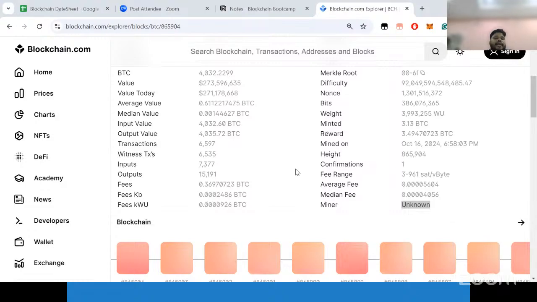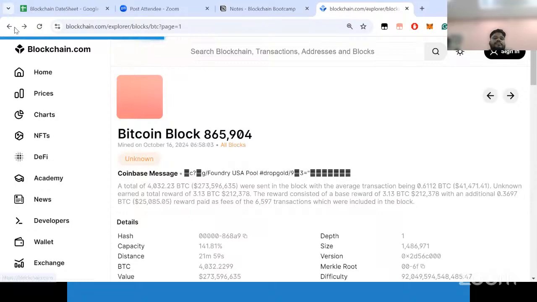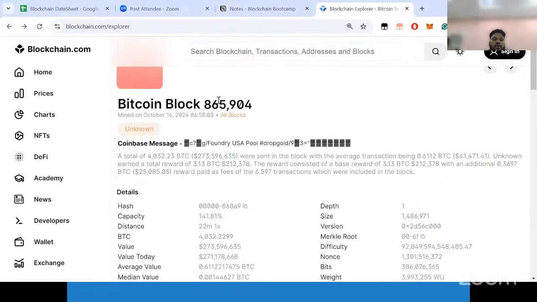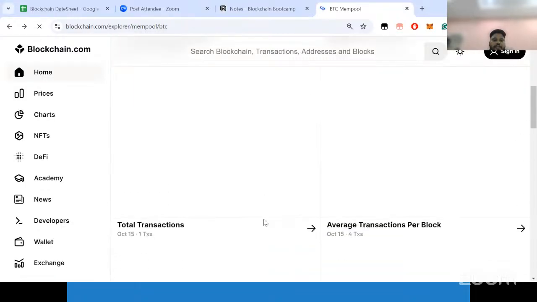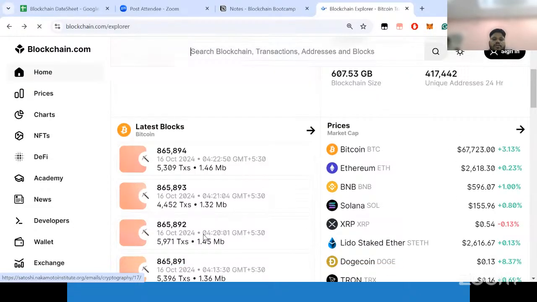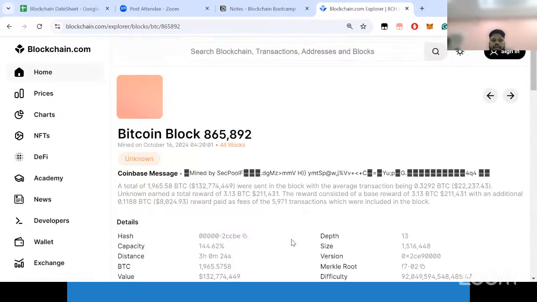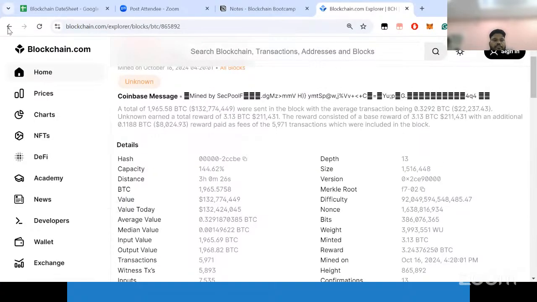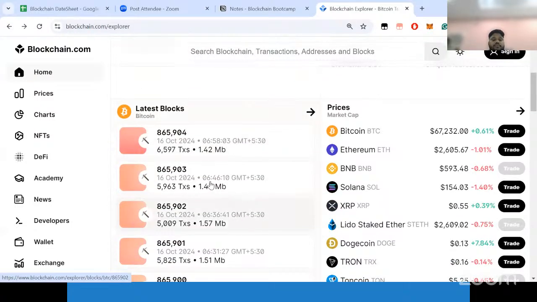Now, for an example, I'll do one thing. I'm going to go back again and pick any other block. 865904 is what I picked up. Let me pick some other random block. Let's wait for this to load. 865892. Okay, now it's getting loaded. This one was also created by an unknown miner. Unknown miner means the name of the miner itself is unknown.